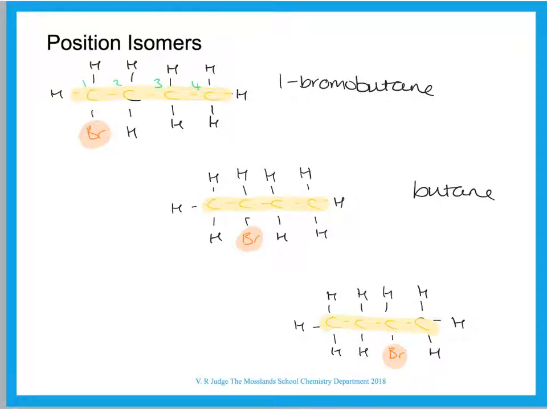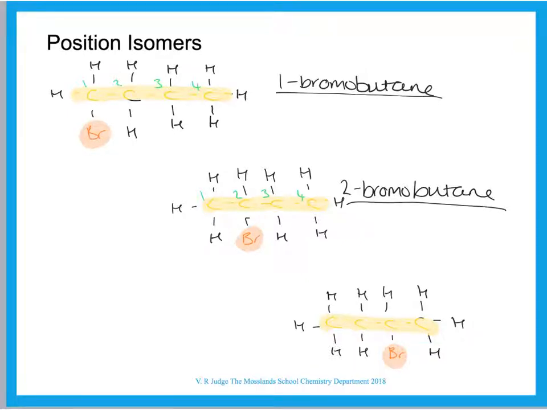The second one has also got 4 carbons in a row, so it's also got a root name of butane. It's also got a bromine atom, so it's got a prefix of bromo. But this time the position of that functional group, the position of that different atom, has moved along the chain. So if we number them 1, 2, 3, 4, this time it is on carbon number 2. So this one is 2-bromobutane, and it is a different compound from the previous one.